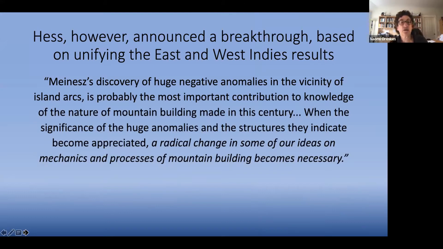He wrote, "Meinesz's discovery of huge negative anomalies in the vicinity of island arcs is probably the most important contribution to knowledge of the nature of mountain building made in this century. When the significance of the huge anomalies and the structures they indicate become appreciated, a radical change in some of our ideas on mechanics and processes of mountain building becomes necessary."